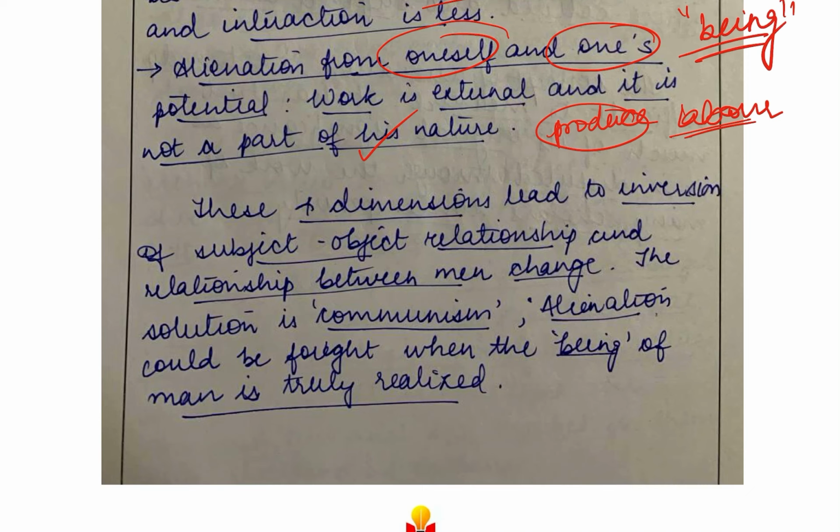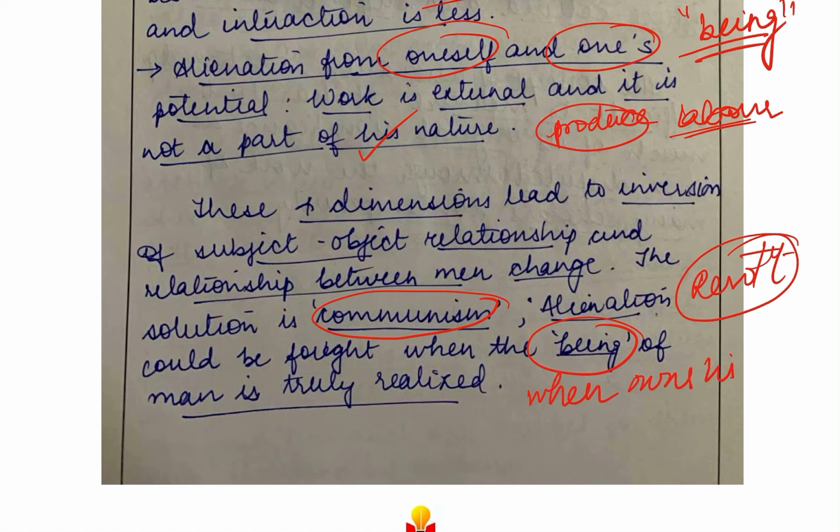The solution is communism. And how can communism be reached? It could be reached through a revolt. And alienation could be fought when the being of the man is truly realized. And जब being कब realize होगा? When he owns his own labor. और ये कब possible है? It is possible only in communism.